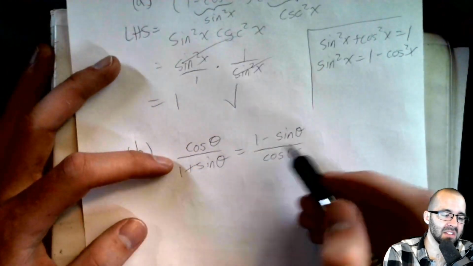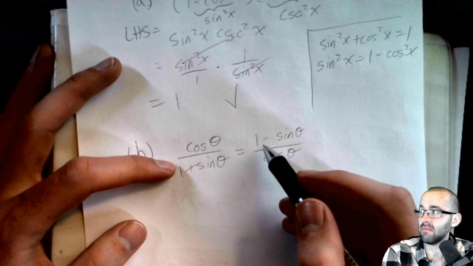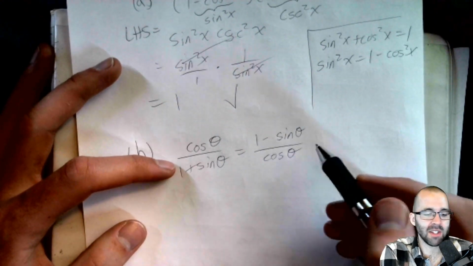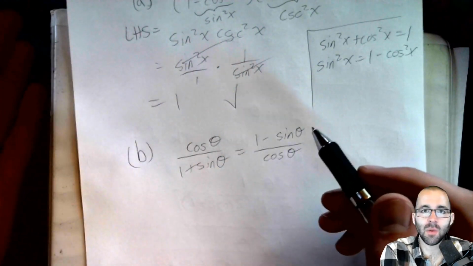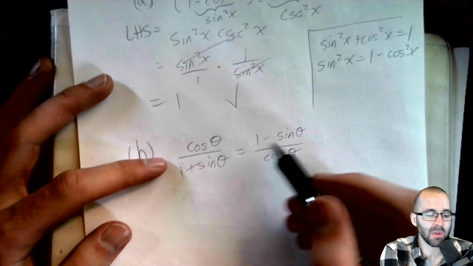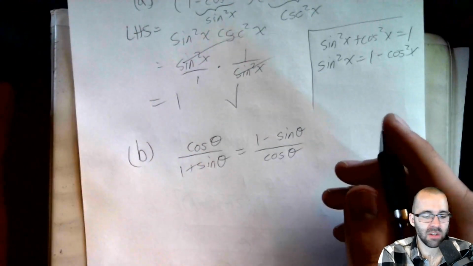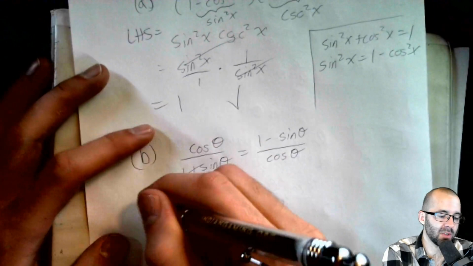So we want to start with the messier side. I don't know which one's messier. You can just choose whichever one you want. It doesn't matter here. They're both pretty equal. So I'm going to choose the one on the left arbitrarily. It doesn't matter.